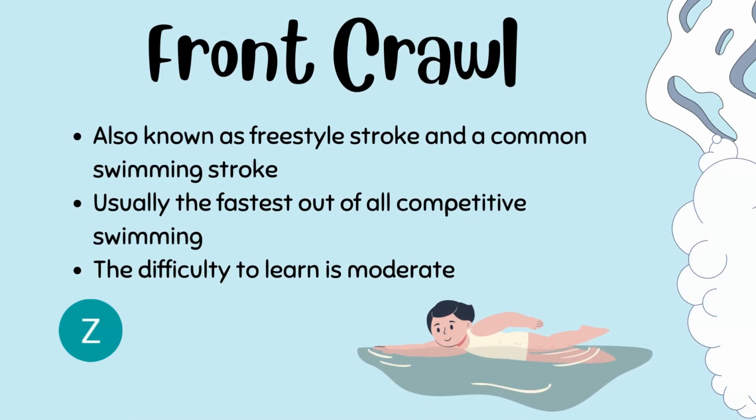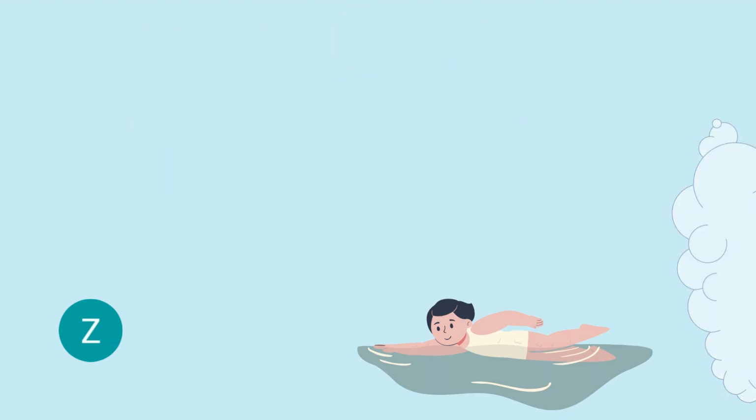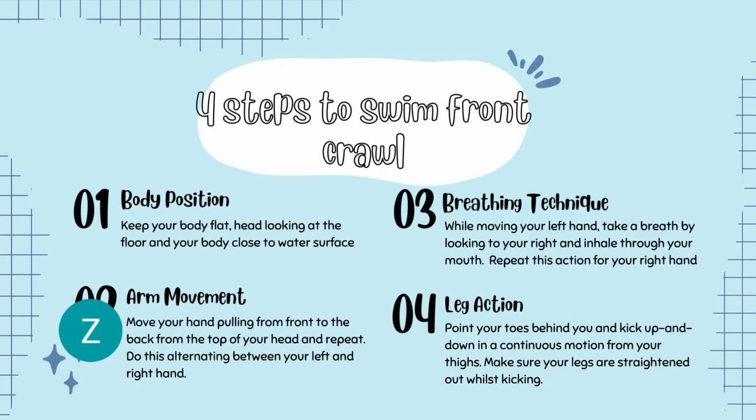Front crawl is also known as freestyle stroke and is a common swimming stroke. It is usually the fastest out of all competitive swimming, and the difficulty to learn is moderate. These are the four steps to swim front crawl. The first one is body position.